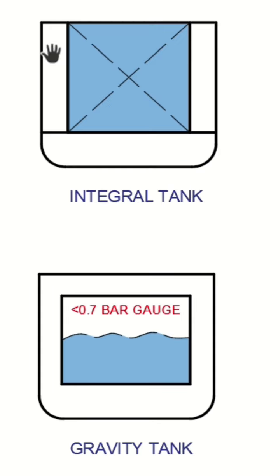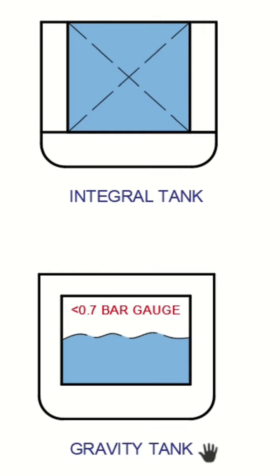Next we will discuss the integral tank. Integral tanks are part of the hull structure. If stress arises in the tank due to the cargo, that stress can transfer to the hull structure because it is a part of the hull structure. The weight and the pressure of the cargo are absorbed by the ship's hull in the integral tank, because the tank is a part of the hull structure.